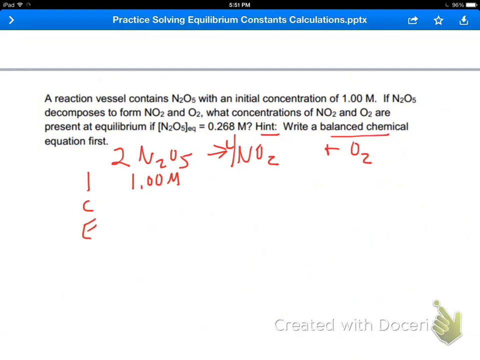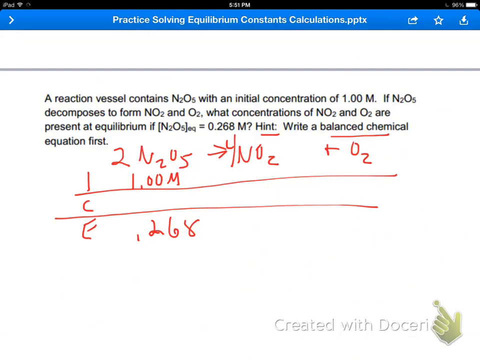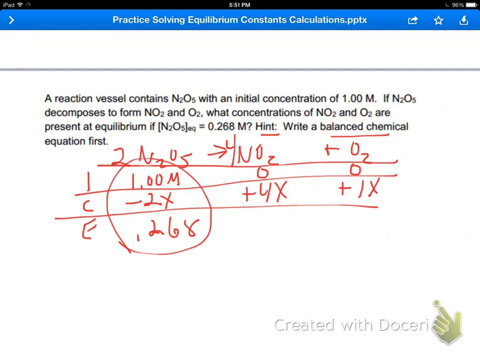and I want to know what concentrations of NO2 and O2 are present at equilibrium if the N2O5 at equilibrium is 0.268. Okay, so let's think about what we have here. I'm assuming that we're going to start with no product. And if I use my coefficients, I'm going to lose 2x here, gain 4x here, and gain 1x, based on the coefficients. So I can use this to find x.